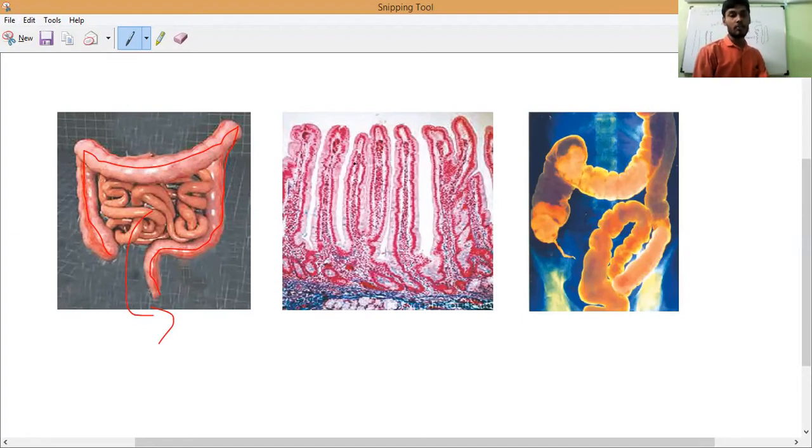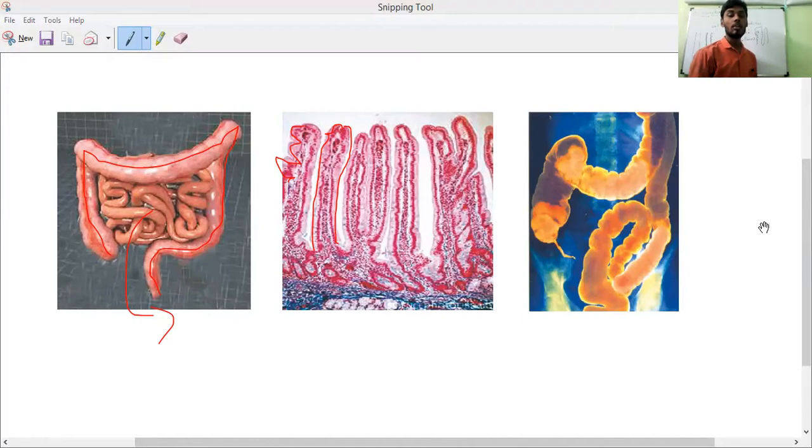This is a zoomed scanning picture of villi. Have you noticed it here? Millions of finger-like projections are at the walls. Everything is like a finger. Yes, sir. So what should we call these finger-like structures? Villi. These villi are present on the inner surface of the small intestine, not the outer surface. Remember, the location of these villi is the inner surface of the small intestine.